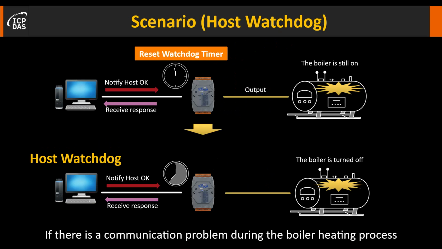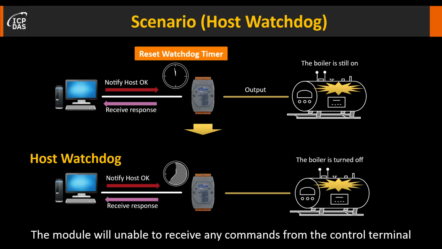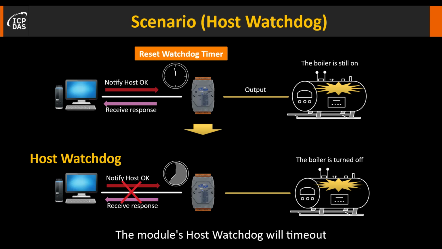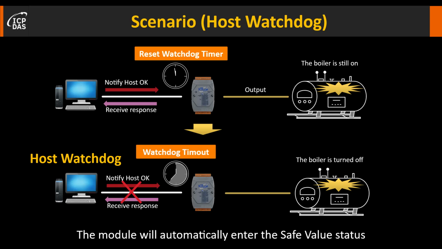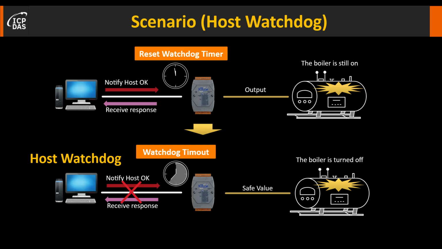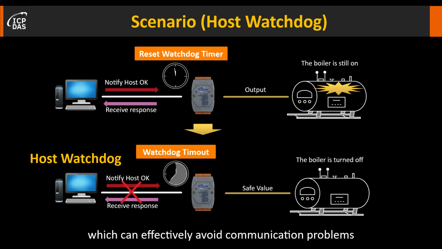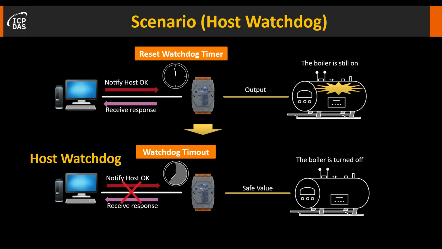If there is a communication problem during the boiler heating process, the module will be unable to receive any commands from the control terminal. The module's host watchdog will time out. The module will automatically enter the safe value status and turn off the boiler heat source, which can effectively avoid the consequences of communication problems.